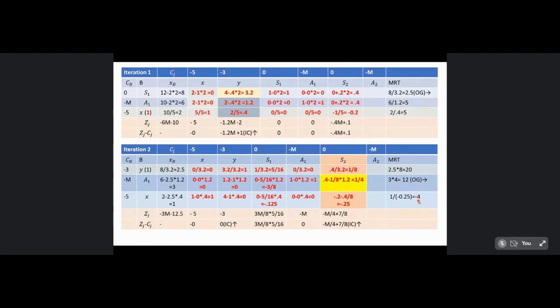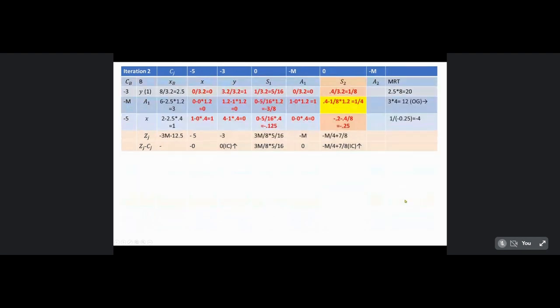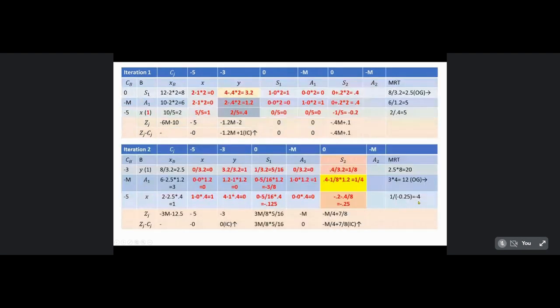Now we cannot consider -4, because it is not a first quadrant value, it is a value in the second quadrant. We won't take it. 12 is less than 20, so we are accepting this, and now we see that a1 is going out, leaving space for s2. So the yellow element at the intersection of this row and this column is your pivot.